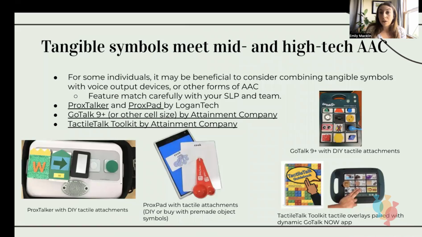Briefly, this can be a whole other presentation, but tangible symbols meeting mid and high-tech AAC. So Logan Tech makes a Proxtalker and a Proxpad, which can be adapted with tangible symbols. As you can see there, they have voice output, which might be a good feature, a feature match that the SLP and the team will come up with as something that they're looking for. A mid-tech GoTalk device, like a GoTalk 9, there's different cell sizes, can be adapted with tangible symbols. You can Velcro those onto the cells and do something really functional on top, like more, all done, help.